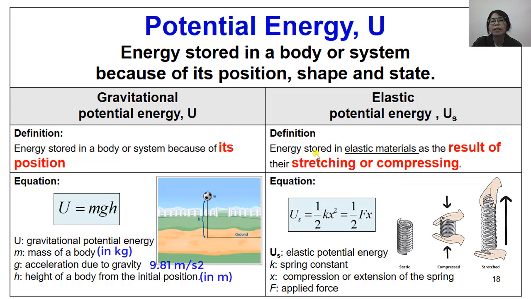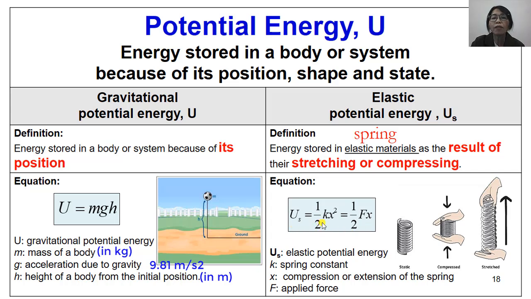This is the energy that's stored in elastic materials as the result of their stretching or compressing. So an example of elastic materials that we can have in our real life is a spring. Spring is the most common example whereby when we compress the spring or when we stretch the spring, we will store elastic potential energy. So this is the equation we use to calculate elastic potential energy.